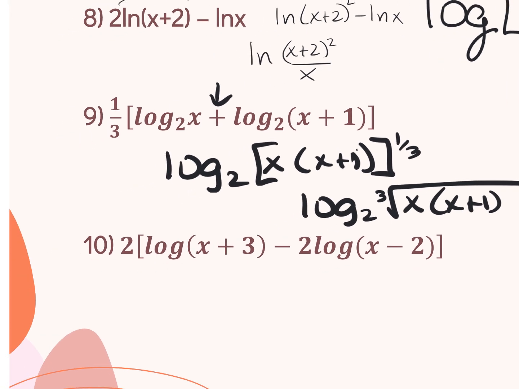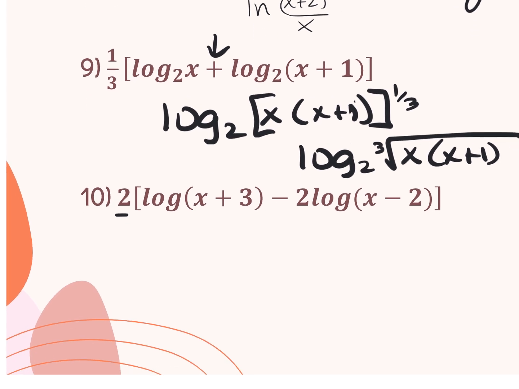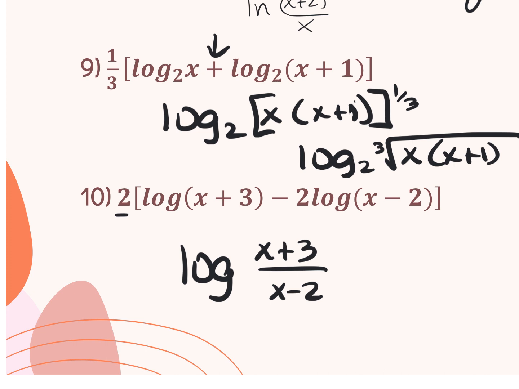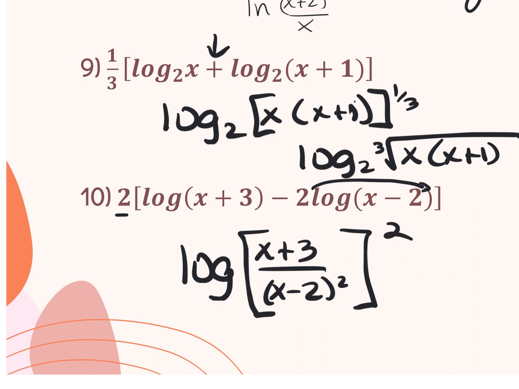The last one, this 2 in front, everything's going to be squared in the end. So we could go ahead and condense what's in here. It's a subtraction, so it's going to be division. So we're going to do x plus 3 over x minus 2, and we can pull that power back. And then the whole thing is also squared. So this 2 that was in the front here is the power that goes here. This 2 went back to here, and it ended up right here.